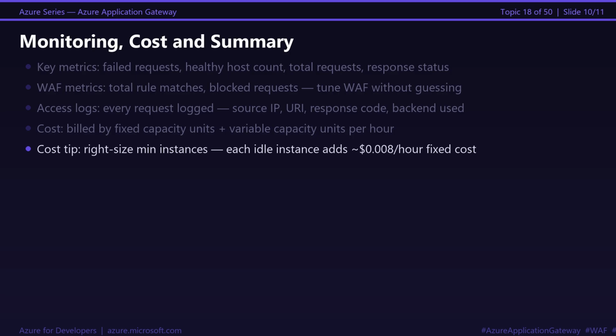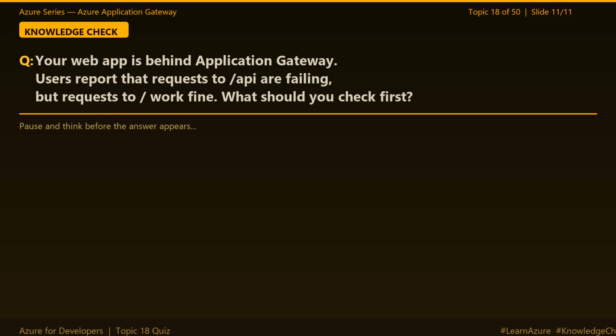First thing to check, your path-based routing rule. Is there a rule that matches /API? Is it pointing to the right backend pool? Second, check the backend pool for the API servers. Is the health probe passing? Application Gateway shows healthy host count per backend pool. If it's 0, the gateway has marked all your API servers as unhealthy. No traffic goes there, which is exactly what you're seeing.